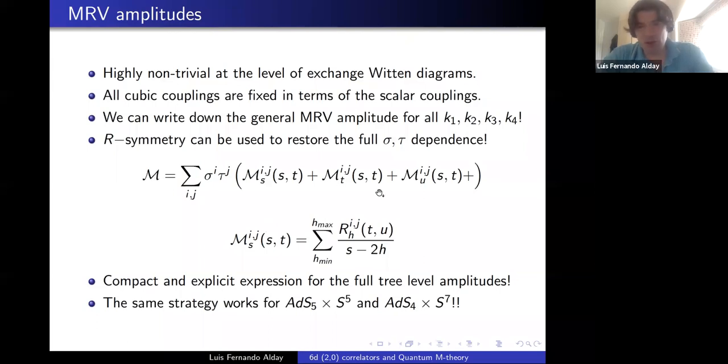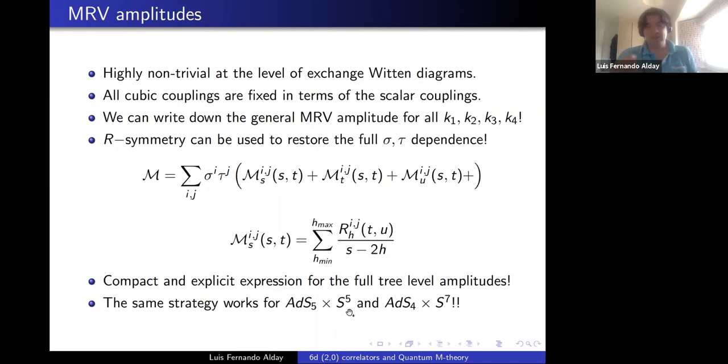So the solution takes this form. It's a sum of S channel plus T channel plus U channel, where each of the channels is a sum over poles, and we have a completely closed form expression for what the residue of the poles is. And this gives a compact and explicit expression for the full tree-level amplitudes for all K1, K2, K3, K4.